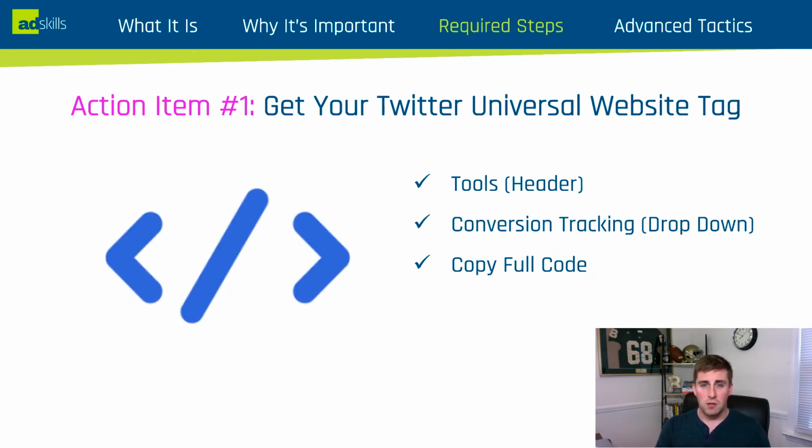So the first thing you have to do is go into your Twitter ads account and get your universal website tag. I'll show you how to do it here in just a second, but you're going to click up on the header. You're going to click on Tools, go to Conversion Tracking on your dropdown, and then you're going to copy the full code. If you haven't already set it up yet, it'll ask you to set up your code. It'll generate a piece for you, and you'll go grab it and implement it. So let's head over to your Twitter ads account, and I'll show you how to do that right now.